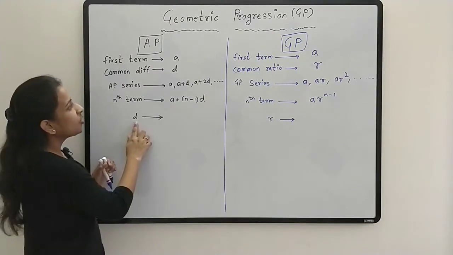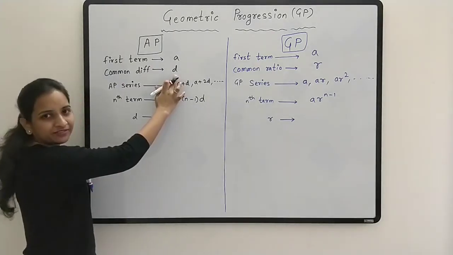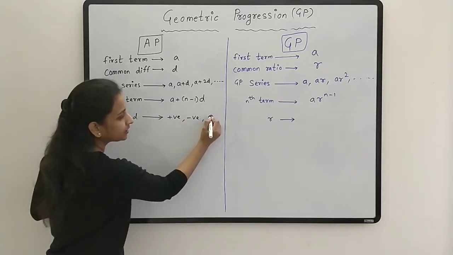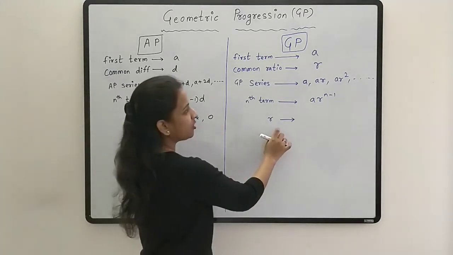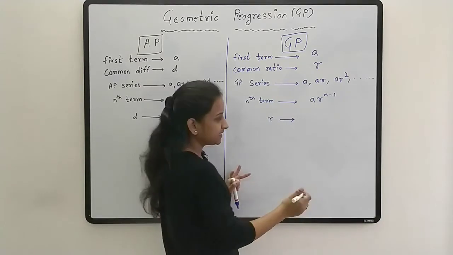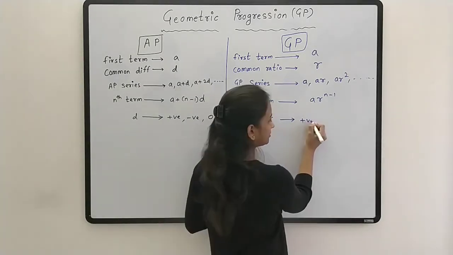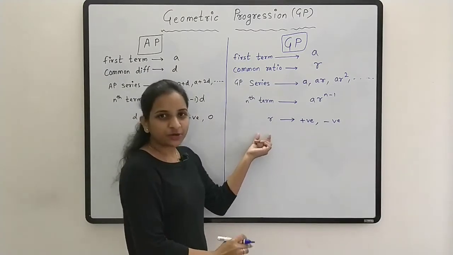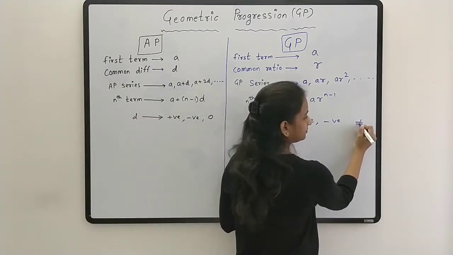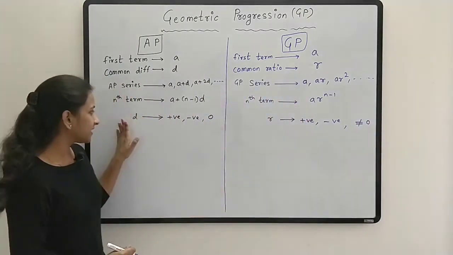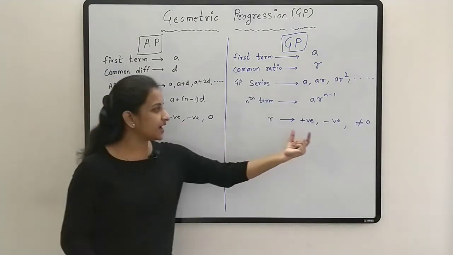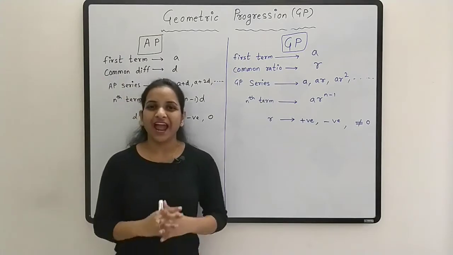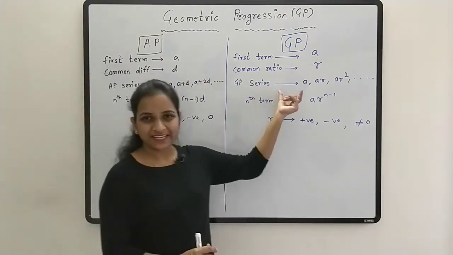Okay. Here the common difference can be positive, can be negative or 0. Here the common ratio of the GP series can be positive, can be negative, but this common ratio cannot be 0. Okay. These are the constraints on the common difference and common ratio of AP series and GP series respectively. Understood the difference between AP series and GP series?